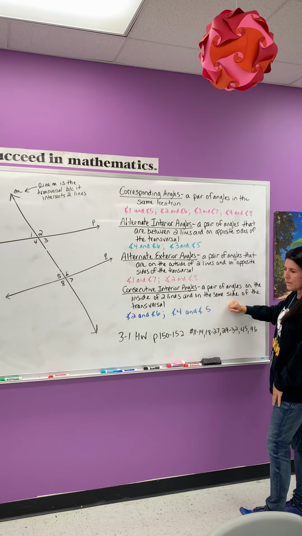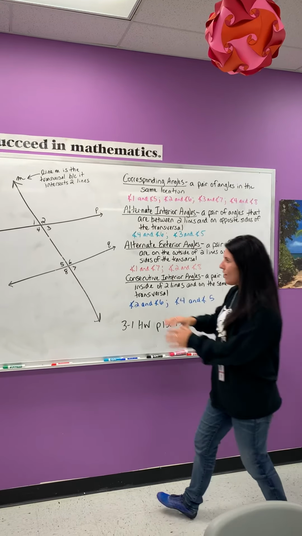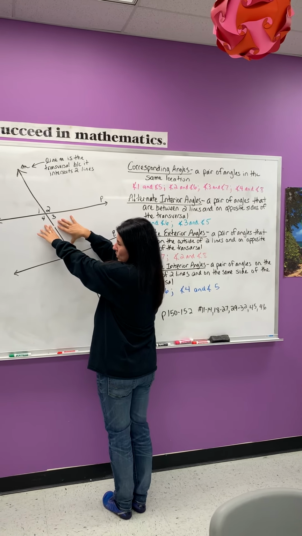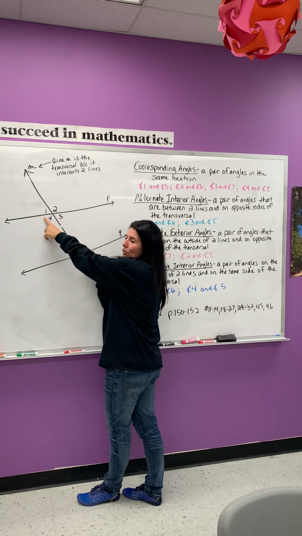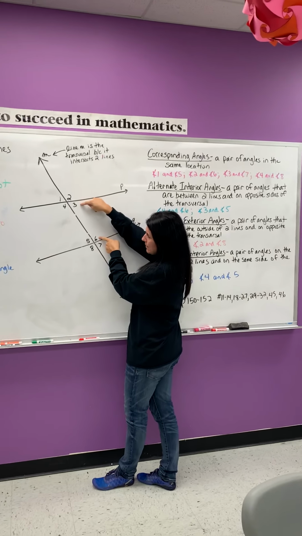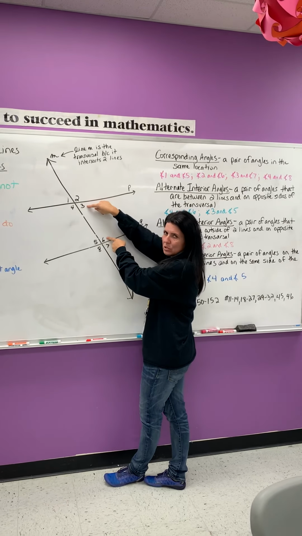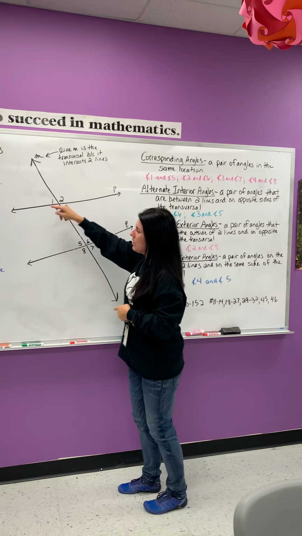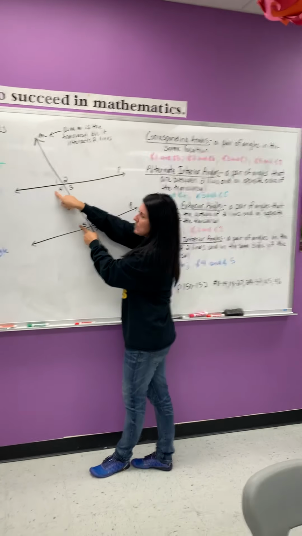One more kind of angles, consecutive interior angles. So it's a pair of angles on the inside of the lines and on the same side of the transversal. So remember, 3 and 5 and 4 and 6 were alternate interior. Consecutive interior is 3 and 6 and 4 and 5. So they're on the inside of the two lines and on the same side of the transversal. Remember, this is our transversal. So 3 and 6 are consecutive interior, 4 and 5 are consecutive interior.